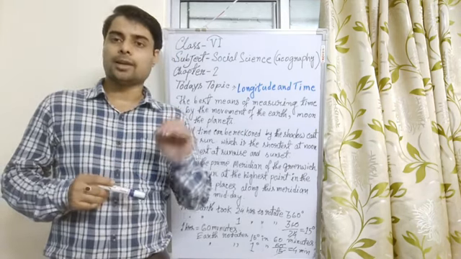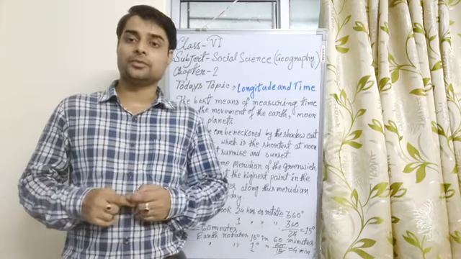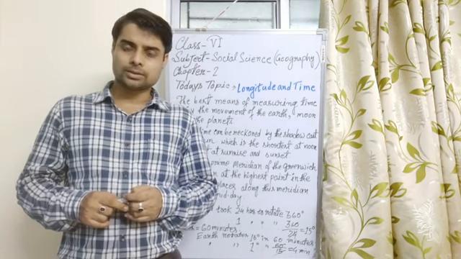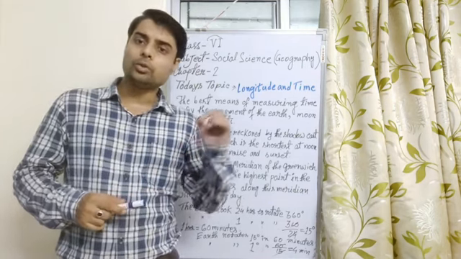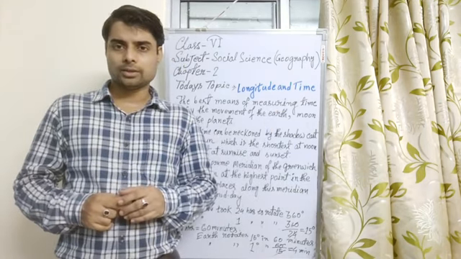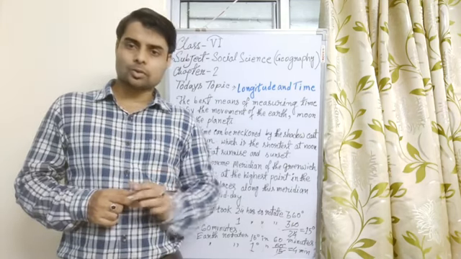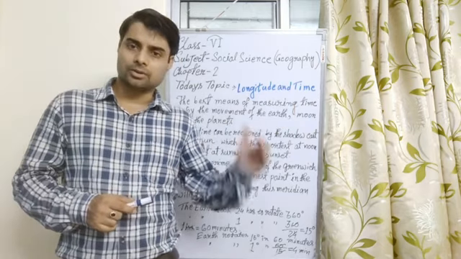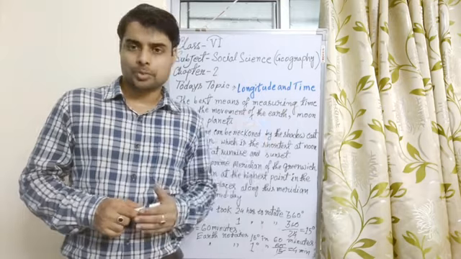Suppose the time is 12 noon at Greenwich. What will be the time at 15 degree east longitude? It will be 1 hour later, like 1 p.m., because it is situated 15 degrees east of the prime meridian. So 12 noon has already passed at that place, and the time will be 1 p.m.